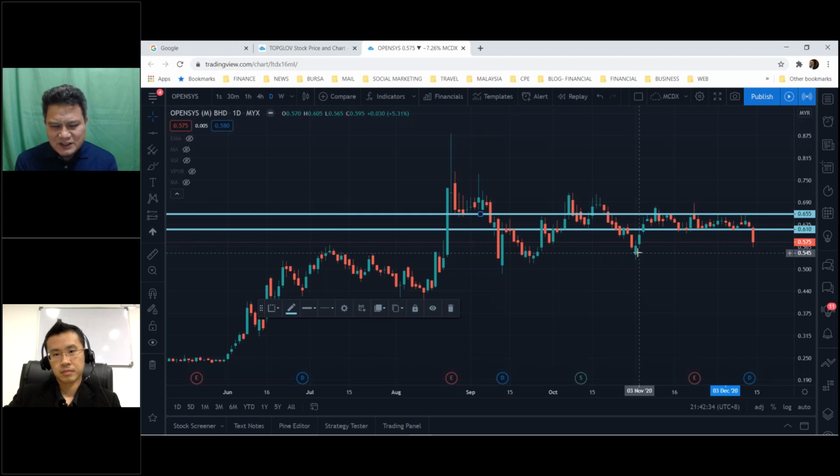Before you make a decision, you must have certain tools for why you make that decision. So what type of tools do you use? One of the tools that we can use to make a decision is the candlestick.